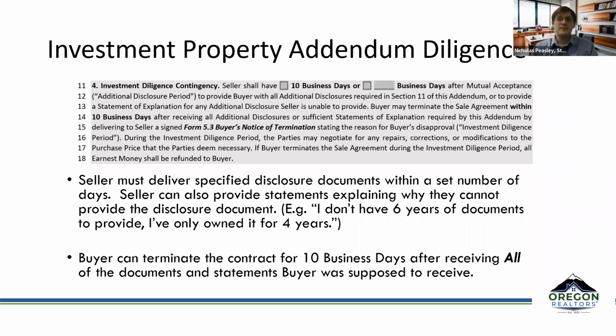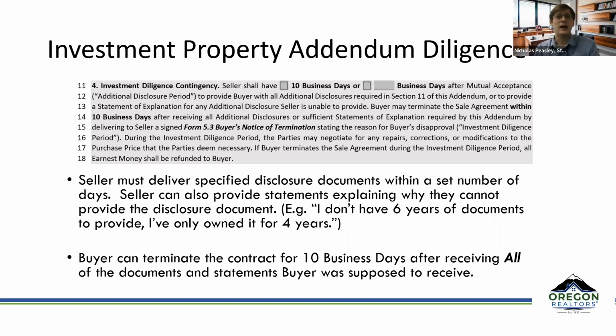The investment property addendum has an extra diligence period. During this time frame, the seller, for example, is given the additional disclosures period, 10-ish days. You can set it up as 20 days, you can set it up as 9 days, however many days the parties agree to provide the buyer with all disclosures that they're required to do. We'll get to that disclosure.